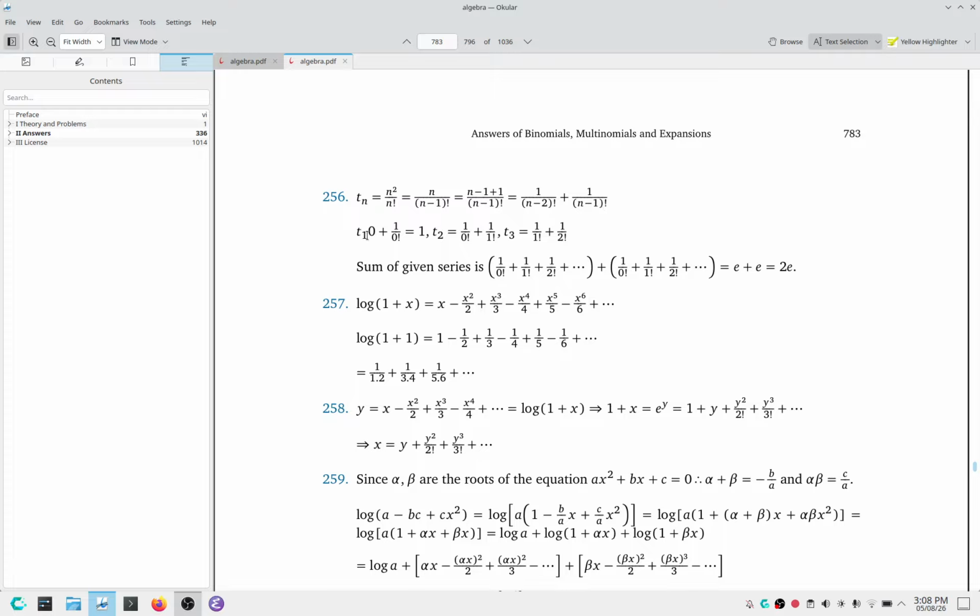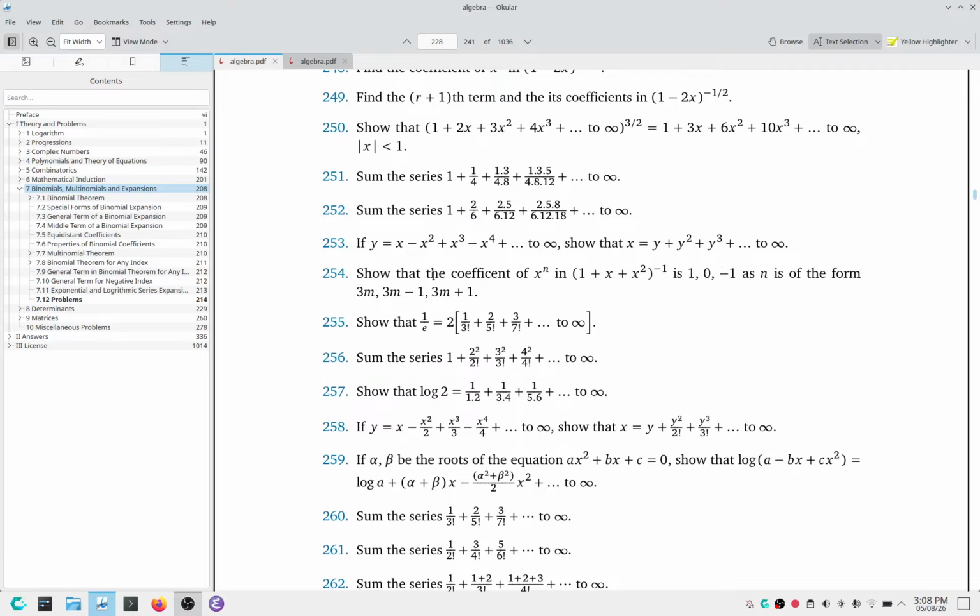Now there should be an equality sign. T1 is equal to 0 plus 1 upon 0 factorial is equal to 1. T2 is equal to 1 upon 0 factorial plus 1 upon 1 factorial. T3 is equal to 1 upon 1 factorial plus 1 upon 2 factorial. So the sum of given series is 1 upon 0 factorial plus 1 upon 1 factorial plus 1 upon 2 factorial and so on, plus 1 upon 0 factorial plus 1 upon 1 factorial plus 1 upon 2 factorial and so on. That is e plus e, which is equal to 2e.